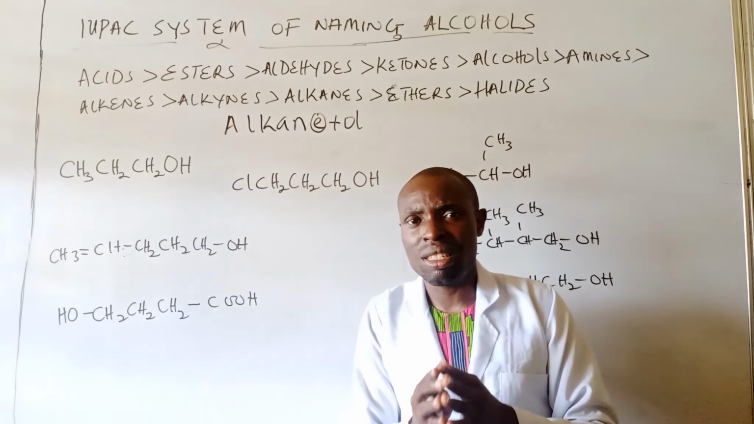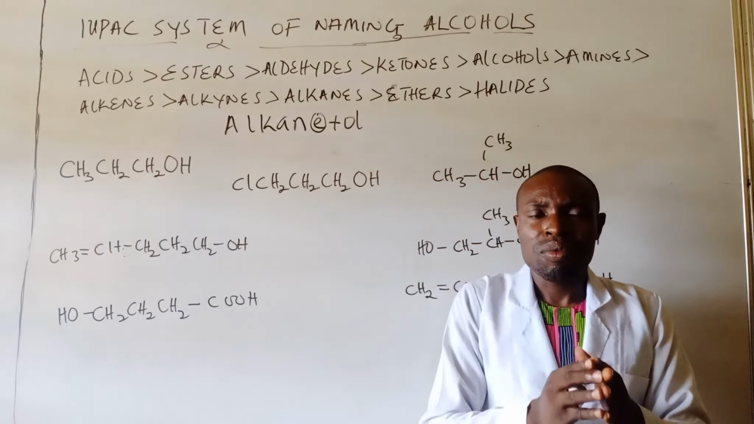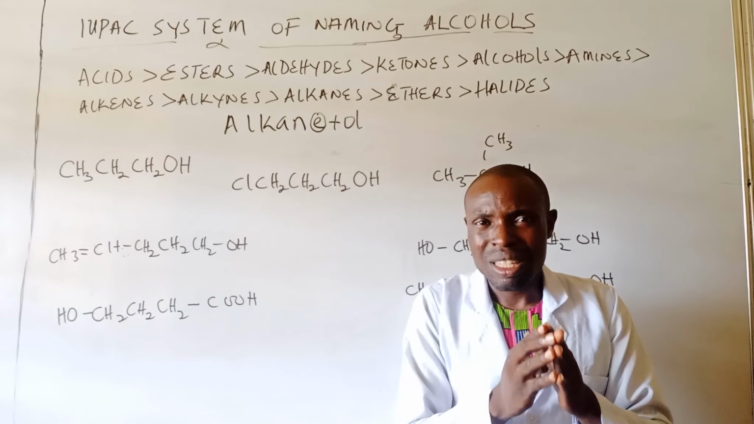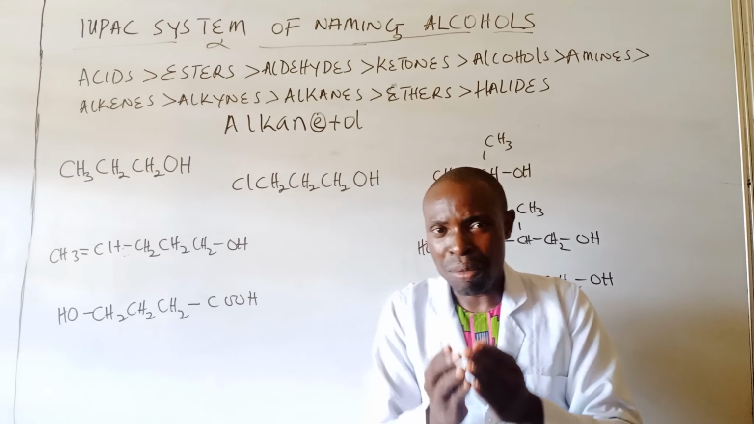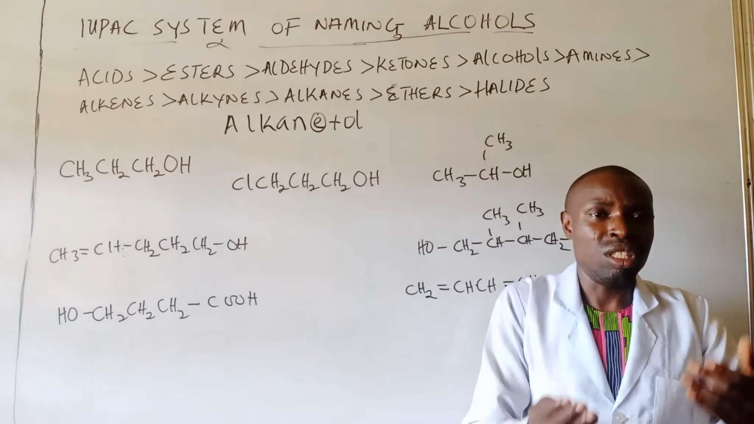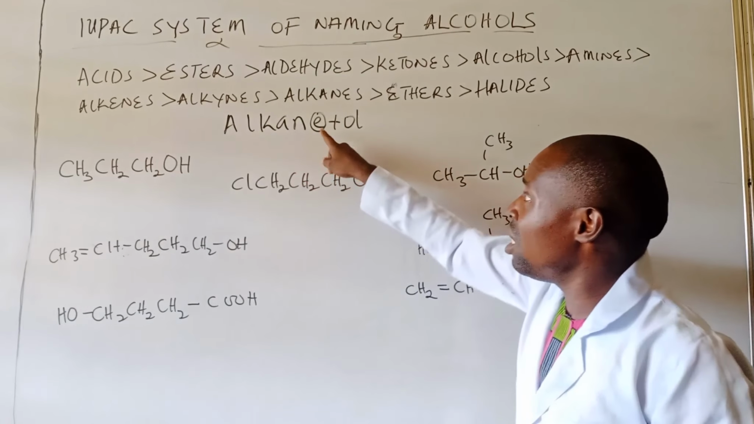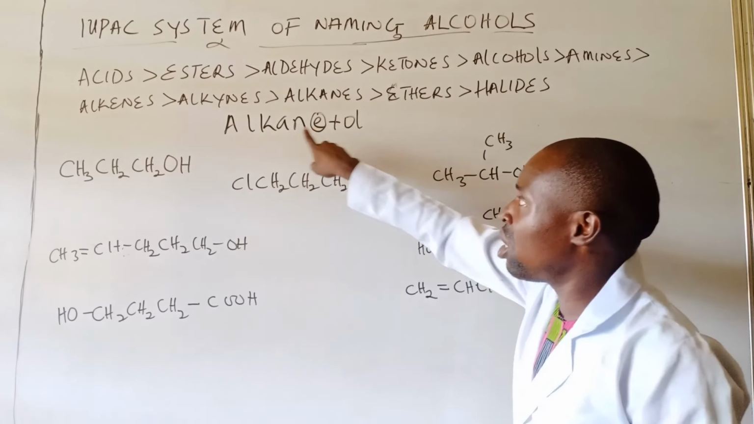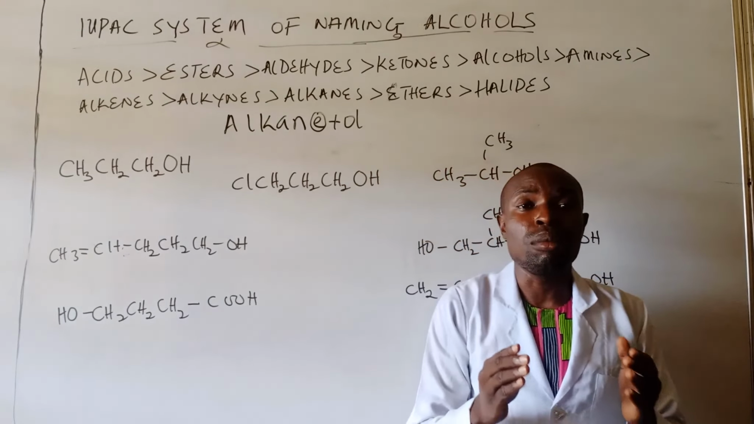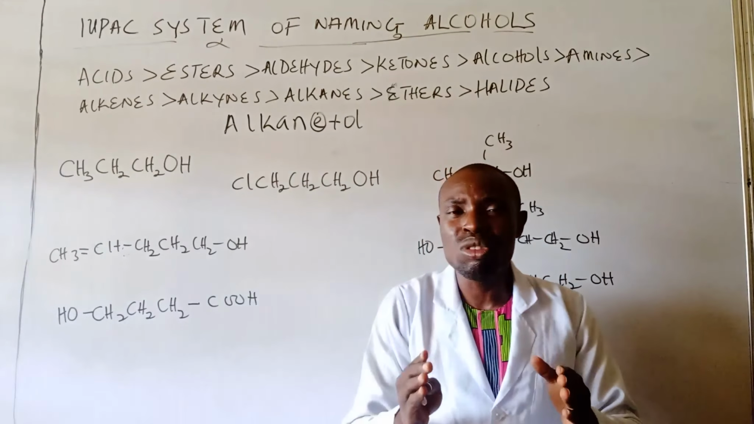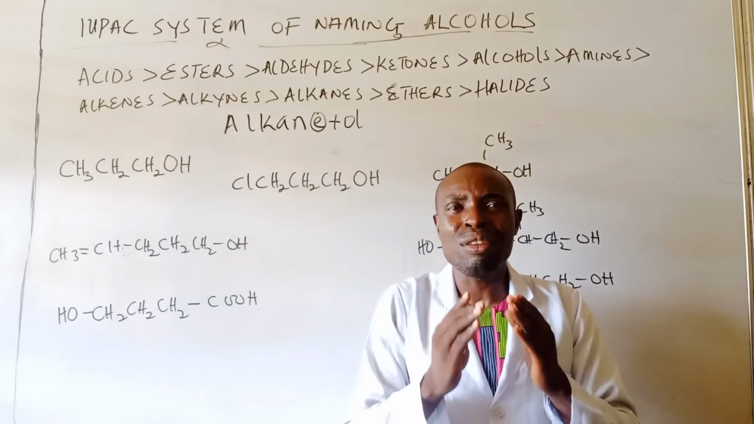Now, in the IUPAC system, take note, alcohol is now named as alkanol, from the derivative of alkane, in which the E is dropped and OL is added to give us the alkanol. Now, in naming with the IUPAC system, the rules are very, very simple.